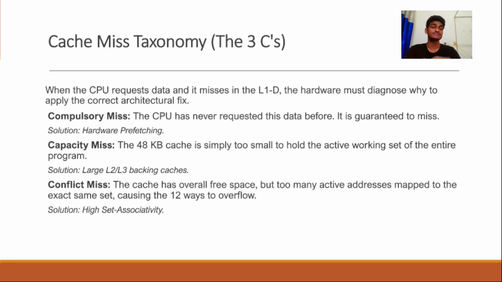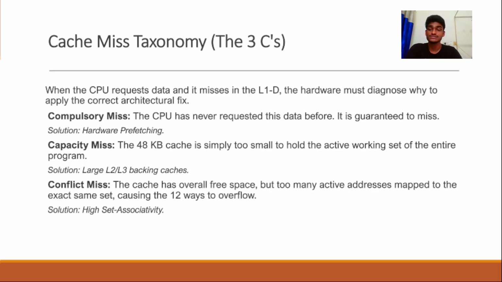The main one is the compulsory miss, which is almost unavoidable. A compulsory miss happens when the processor requests a block of data for the first time. As it is being requested for the first time, it has to be retrieved from the main memory or some other level of the cache hierarchy. So it is almost a guaranteed miss. One way to improve this is by hardware prefetching. We'll go to that in the next slide.